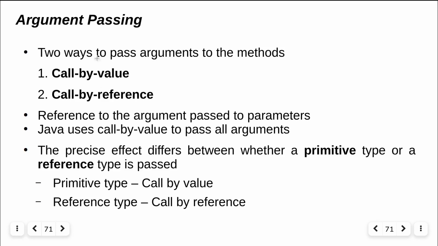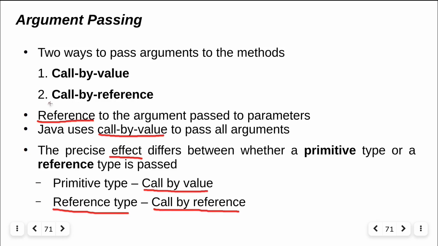Let us see the summary. In general, there are two ways to pass arguments to methods. One is called call by value, another one is called call by reference. In the second approach, the reference to the argument is passed to the parameters, not the value. To pass those references also, Java uses call by value. Means Java uses call by value to pass all the arguments, but the effect will differ based on which type we are passing. If we pass the primitive type, it will work like call by value. If we pass the reference type, it will work like call by reference.